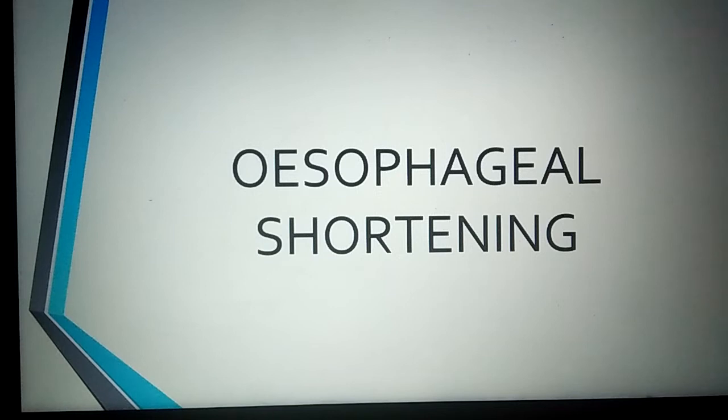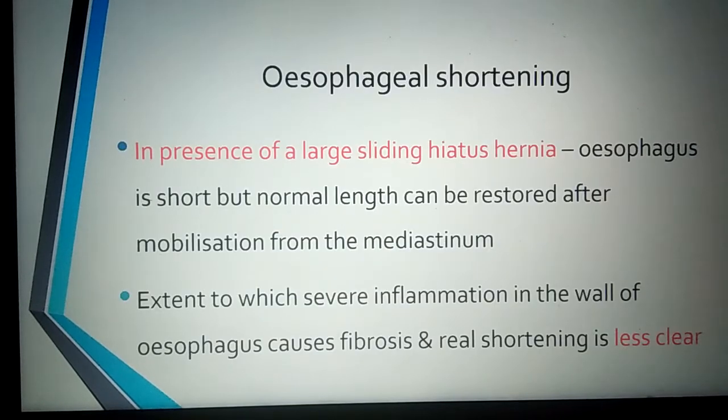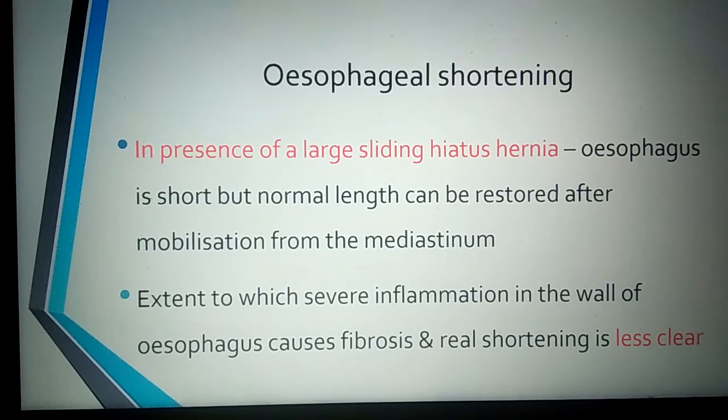is esophageal shortening. Usually this is associated with a large sliding hiatus hernia. In this case, the esophagus is short, but after mobilizing the esophagus, especially the lower esophagus from the mediastinum, we can acquire a normal length. It can be restored, and then again we can follow the basic principles of surgery done for GORD.